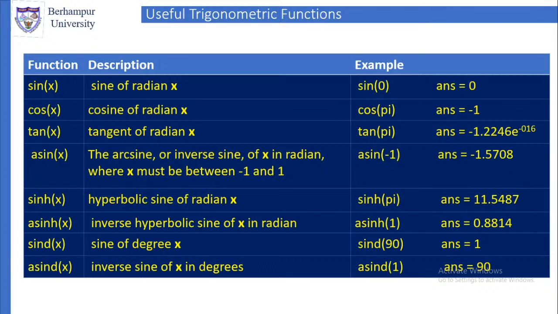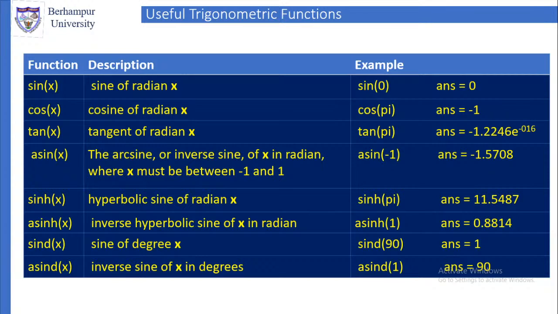Okay. sinh x, which is sin hyperbolic x, will find the hyperbolic sin of x. X is in radian, and accordingly the result will be found. asinh x is the inverse hyperbolic sin x when x is in radian.